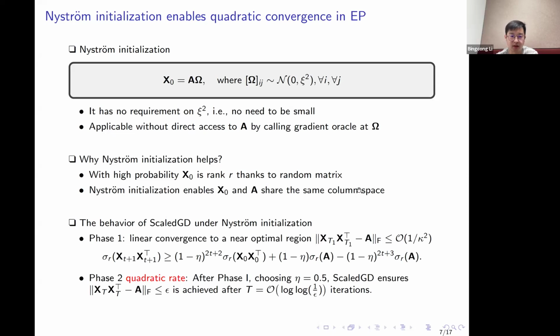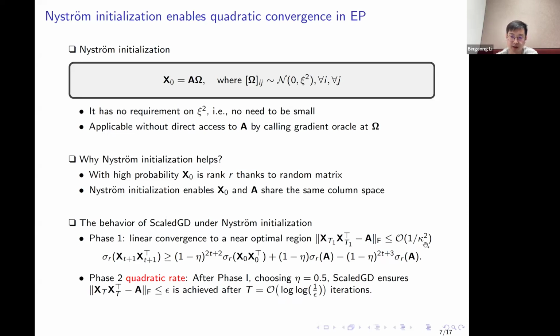So this is the information that we get from initialization. And the third reason is that after a little derivation, you can show that in every iteration of scaled gradient descent, xt shares the same column space of A. So this is actually the secret of getting a faster convergence rate with Nyström initialization. With this intuition, we can formally establish the convergence behavior of scaled gradient descent. It turns out that there is a two-phase behavior. In the first phase, ScaledGD converges linearly from the starting point to a local regime, meaning that this xt is pretty close to the optimal solution.